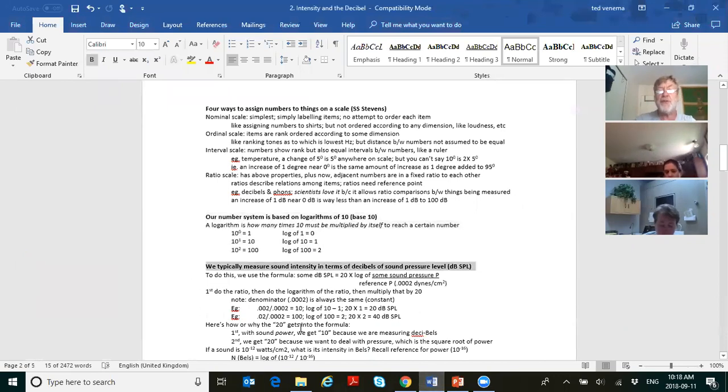We typically measure sound intensity in terms of decibels sound pressure level. And the abbreviation for that is little d, big B, space, capital S, capital P, capital L. And here is your last formula in this course to know. You remember the first two. Frequency is 1 over the period. Period is 1 over the frequency.